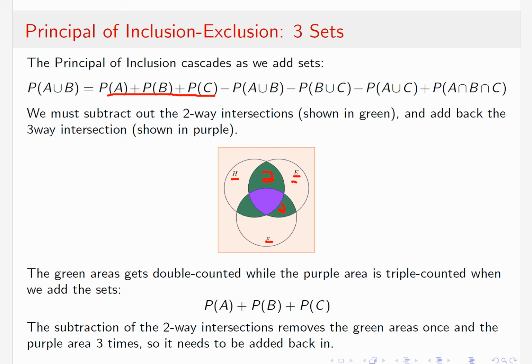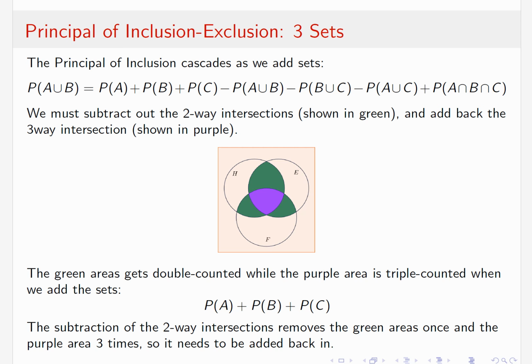This also works with 4 sets. The union of 4 sets, where we add the 4 sets, and then we subtract out the 2-way intersections, and we add back in the 3-way intersections, and we have to subtract out the 4-way intersection that has been added in and subtracted out so many times. Okay. I'll let you play around with that. We won't need anything more than this in this course.